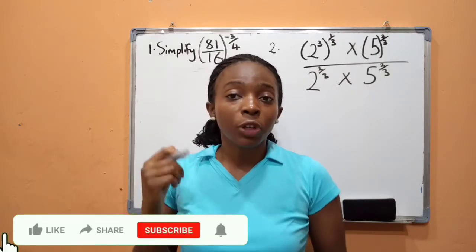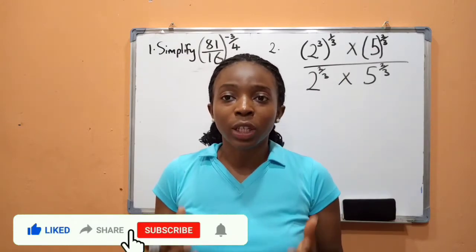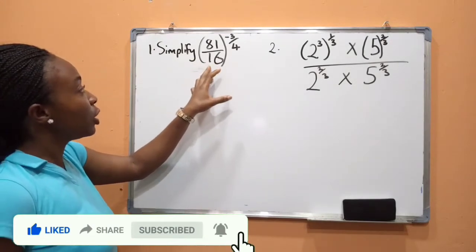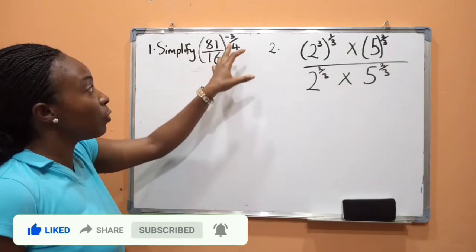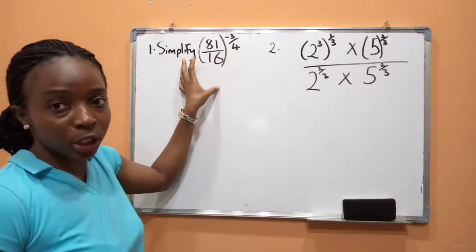If you remember, in the previous video, I told you we are going to be looking at more complex questions. So let's start doing so. Look at this question. We have 81 over 16 to the power of minus 3 over 4. How do you go about handling this question?